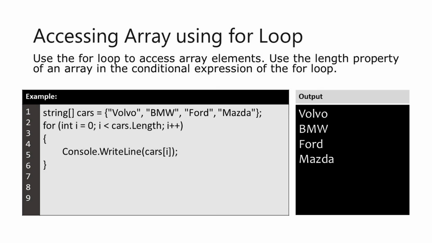We can use the for loop to access array elements. Use the length property of an array in the conditional expression of the for loop. In this example, the program will print all elements from the cars array, starting from index 0 to the last index of the array.